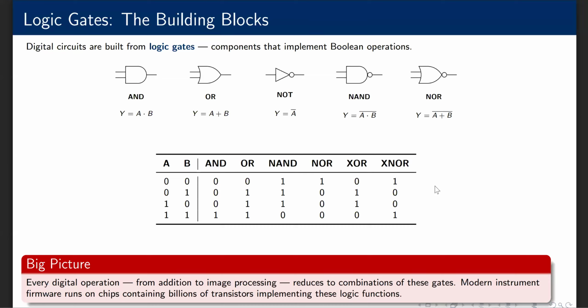The big picture in the alert block is that every digital operation, addition, image processing, and machine learning, reduces to combinations of these simple gates. The chip controlling your UV-vis contains billions of transistors implementing billions of gate operations per second, all built from these basic logic functions.